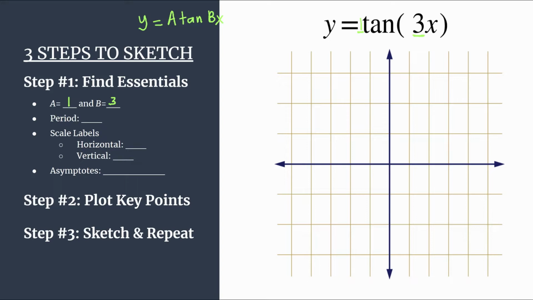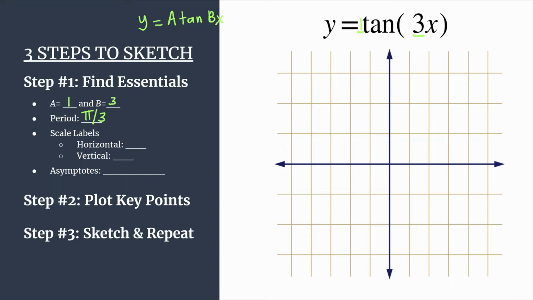Okay, great. So now that we have A and B set, we know that we can find the period. And for any tangent graph, you simply calculate the period by taking pi and dividing by b. So in this case, our period is pi over 3. All right. And then the next thing we'll want to find will be our scale labels.